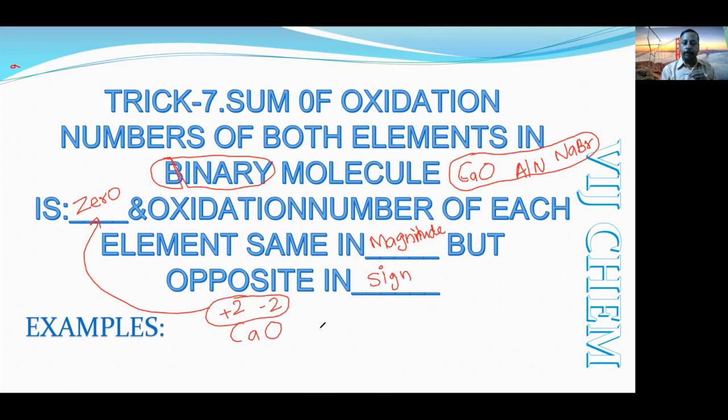So let us take another example, aluminium nitride. Nitrogen will be -3, aluminium will be +3. Magnitude is the same, but the sum will be 0. Same way NaBr, bromine -1, sodium +1, sum will be 0. Magnitude is the same. Okay, make a note of it.